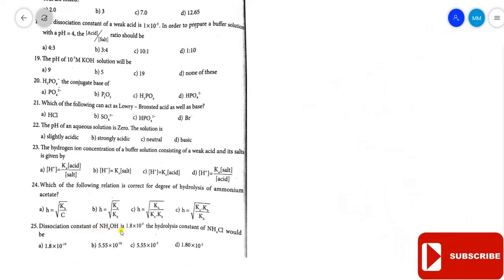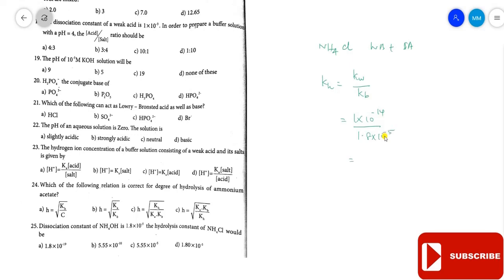The dissociation constant of ammonium hydroxide is 1.8 into 10 power minus 5. The hydrolysis constant of ammonium chloride would be. Ammonium chloride is the salt of a weak base and a strong acid, and the solution is acidic in nature. The hydrolysis constant Kh is obtained by Kw divided by Kb. Kw is 1 into 10 power minus 14, and Kb is given as 1.8 into 10 power minus 5.